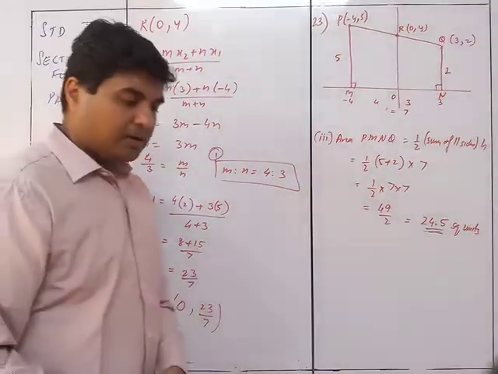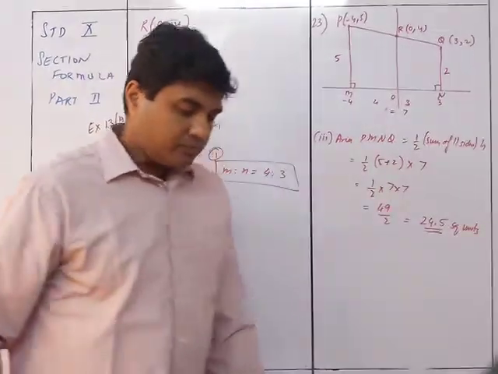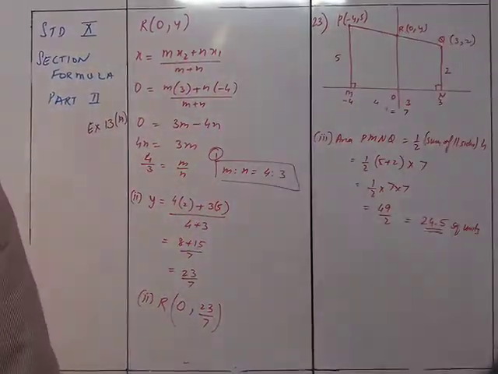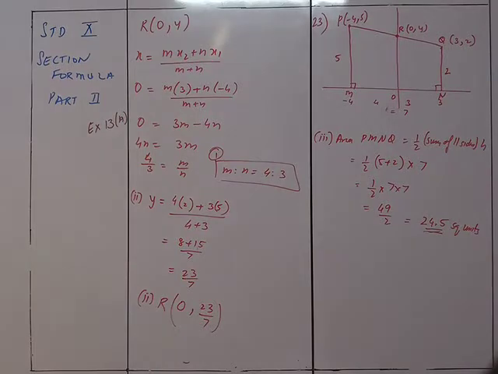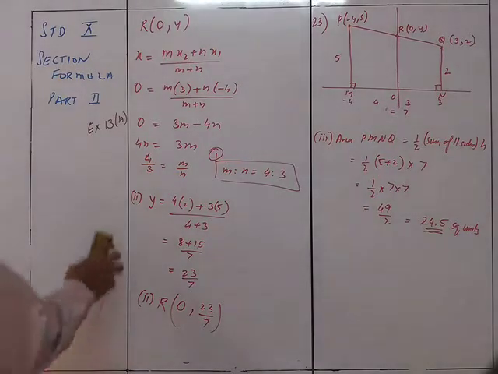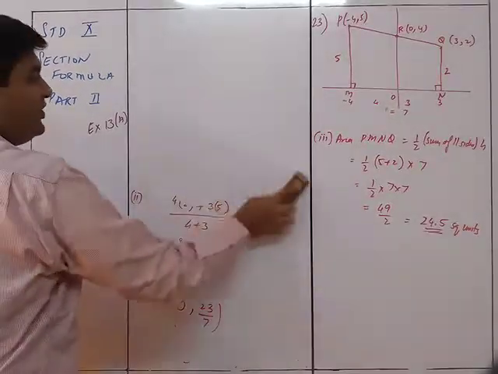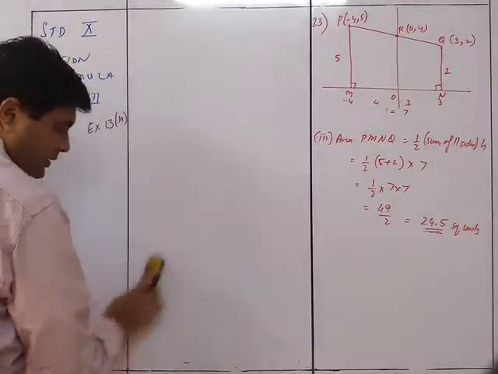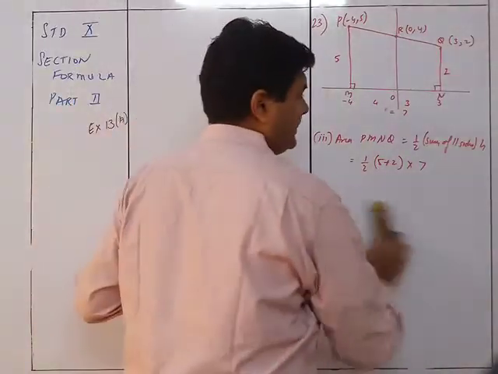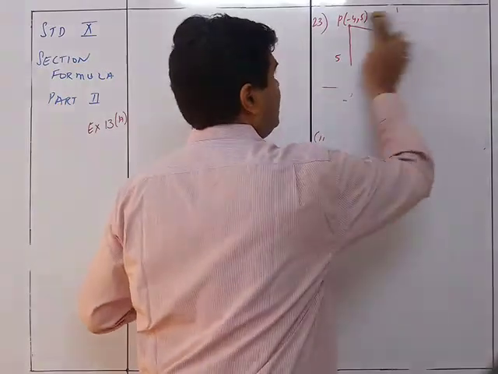That was sum number 23. Now we move on to the last sum of the exercise, that is sum number 25. Let's see the last sum.